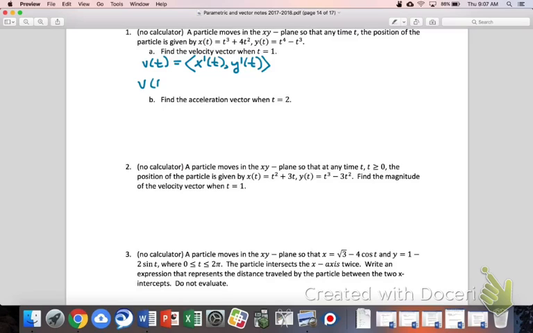So for this particular example, x prime, that's going to be super easy for you guys to find, right? x prime would be 3t squared plus 8t. What's y prime?